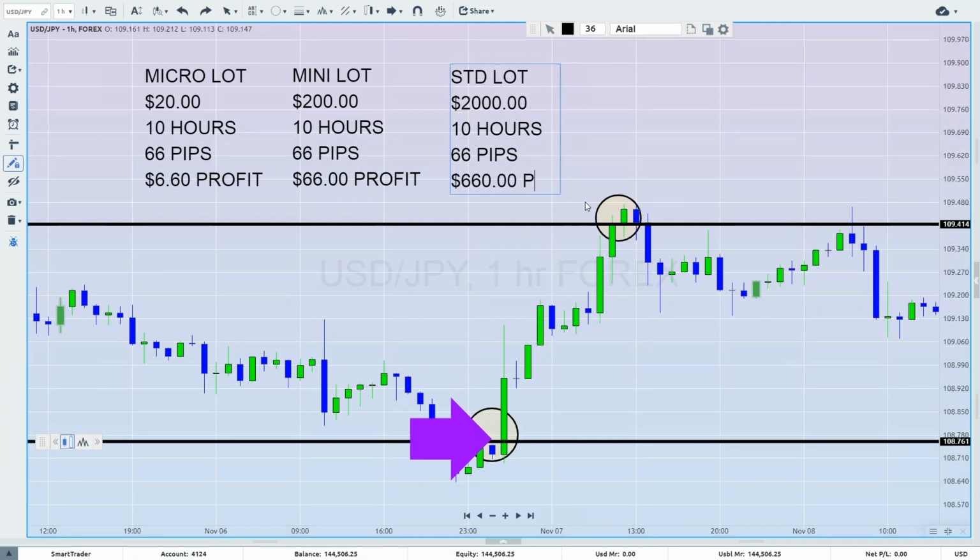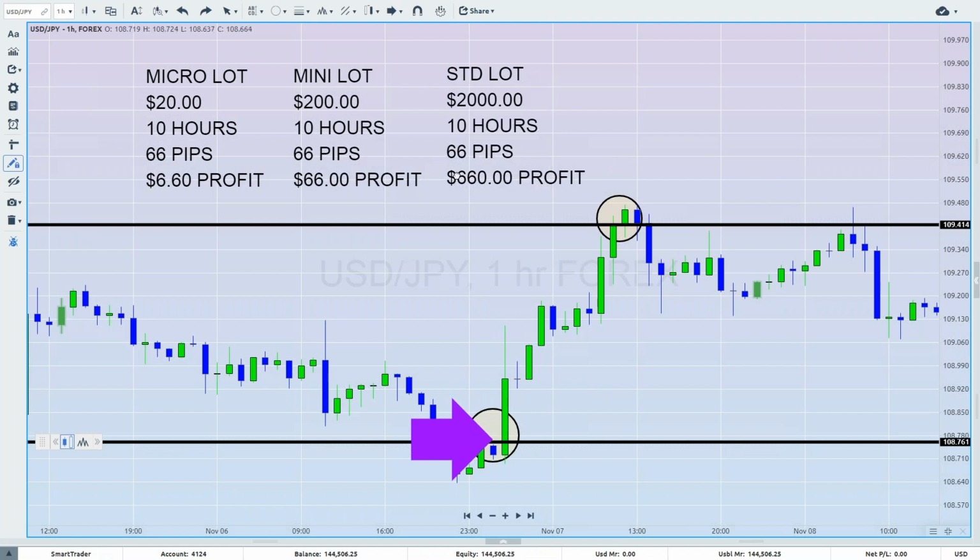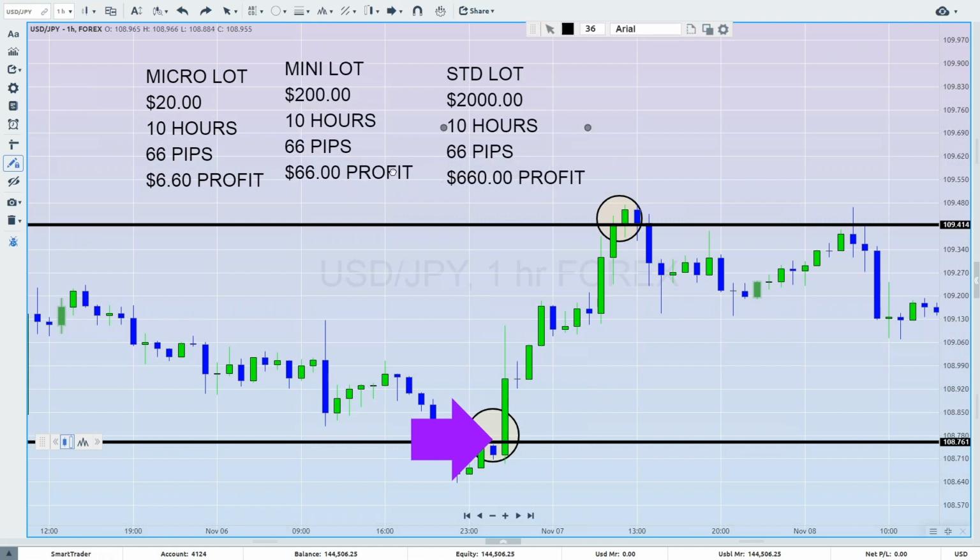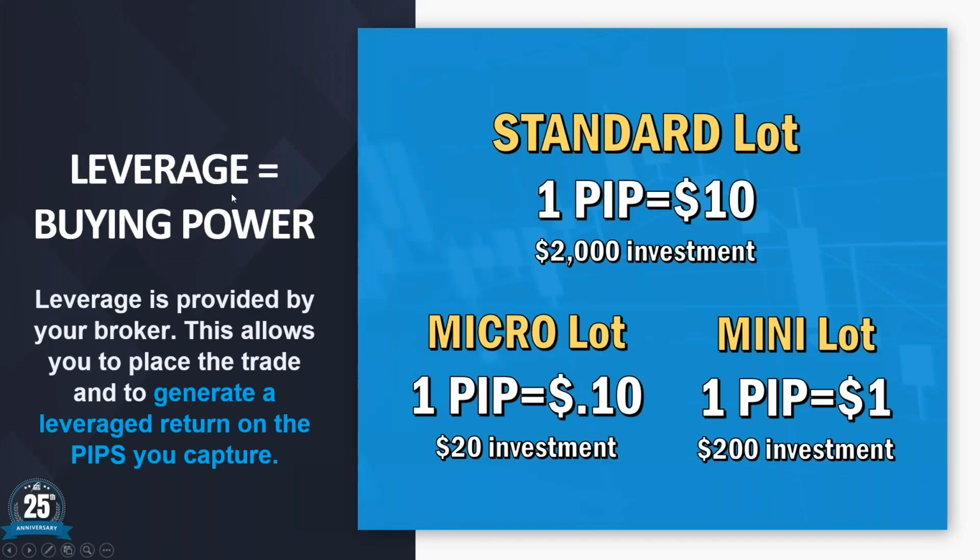$660 profit. Okay, and this right here, if you're just learning about the Forex market, is the number one reason why I believe the Forex market is the greatest market in the world. It's the words on the screen right here. Leverage equals buying power.